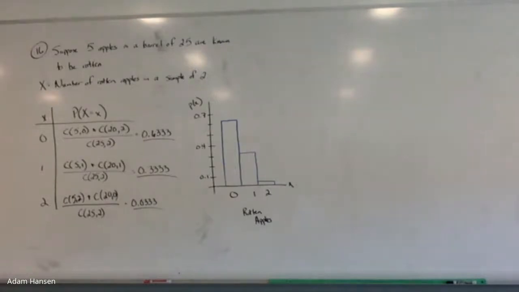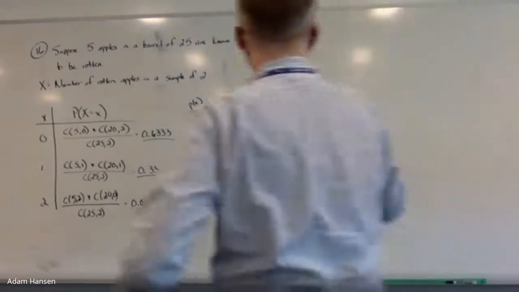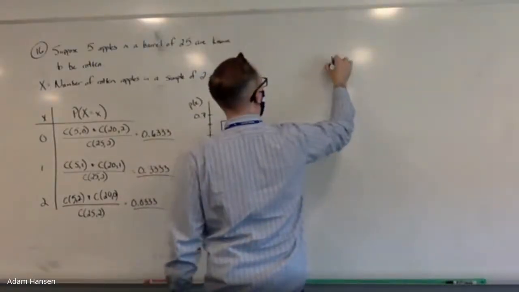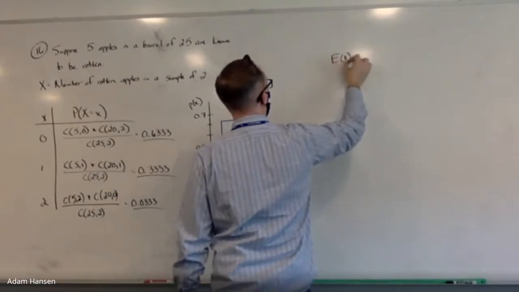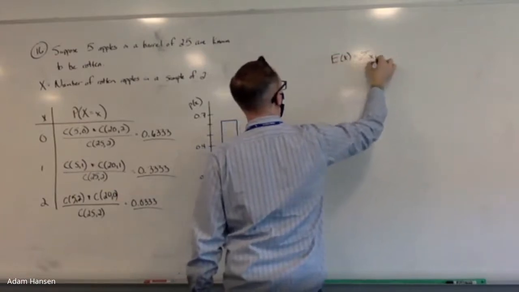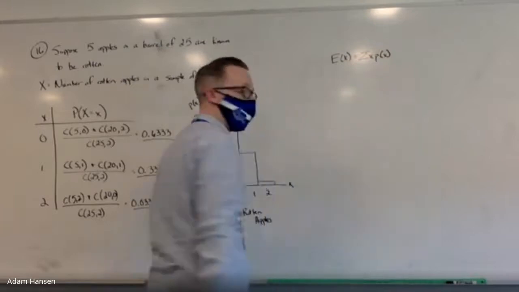How are you doing so far? Okay, now let's describe this distribution in part B with both its average or expected value as well as the standard deviation. Yep, expected number of rotten apples in a sample of 2. So the expected value of our random variable will be the summation of each outcome times its probability.